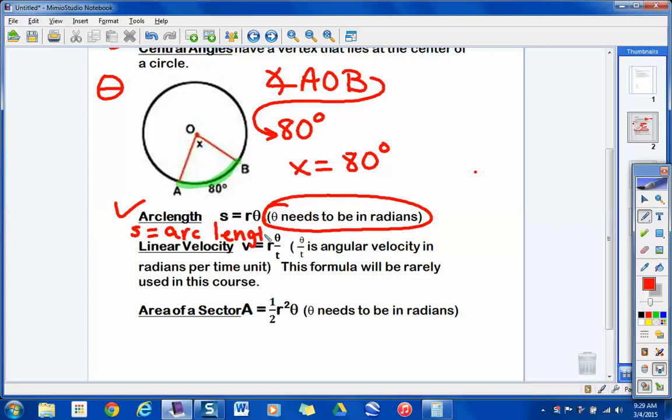Anybody got to guess what the R is for this formula? Radius. R is going to be the radius. Okay.